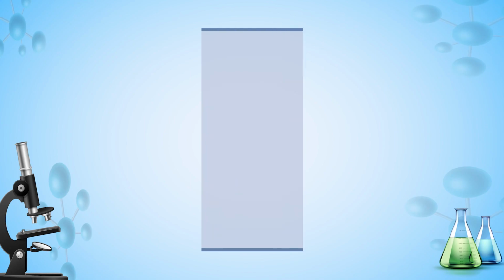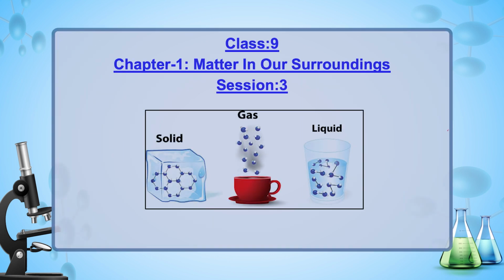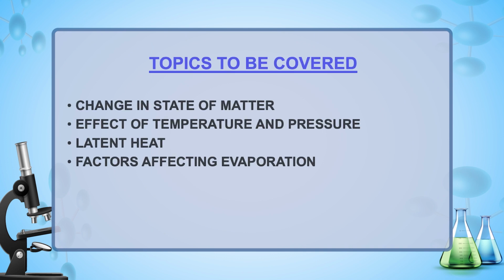In today's video session, we shall take up part 3 of chapter 1, Matter in Our Surroundings, from class 9th Science. Topics to be covered in today's session are change of state of matter, effect of temperature and pressure, latent heat, evaporation and the factors affecting evaporation.